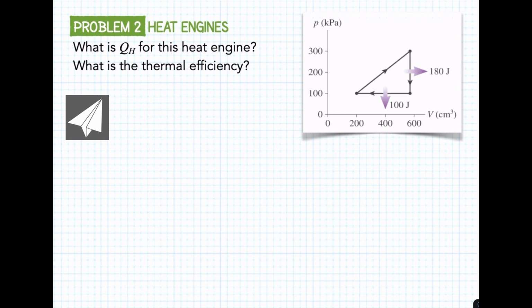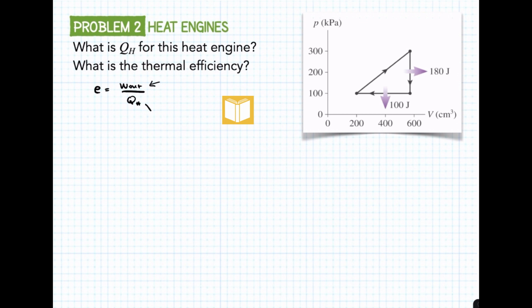So we're looking for QH, so the heat going into the system, which is not given. We're given all the heat going out of the system, and also the thermal efficiency. Because we know thermal efficiency looks like this, that means we need to find both work out and heat in. So starting with work out, that's the work done by the system in the cycle, so work done per cycle. That's just going to be the area inside the curve.